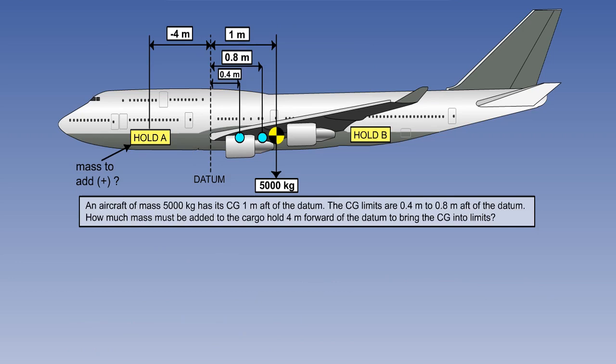We can now work through an example for correcting the centre of gravity, which is aft of the aft centre of gravity limit, by using the adding or removing mass formula. This example requires finding out how much mass, little m, must be added to the forward cargo hold A, 4 meters forward of datum, to bring the centre of gravity onto the aft limit, 0.8 of a metre aft of datum. The mass is 5,000 kilograms, and the original centre of gravity is 1 metre aft of datum.